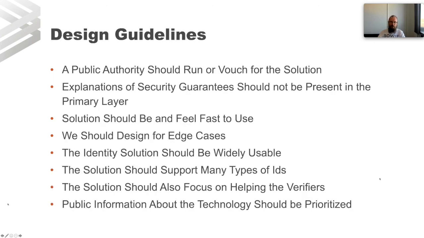So the design guidelines that we came up with were that the public authority should run the system. Explanations of security guarantees should not be present in the primary layer. They should be and feel fast to use. We should design for edge cases. The identity solution should be widely usable. The solution should support many IDs. There should be a focus on helping the verifiers. That's based on the interviews with the service providers. You can read more about that in the paper. And we should prioritize giving public information rather than having a lot of information about the technology in the app, because people are going to make the decision of whether or not to use the technology before they install it.